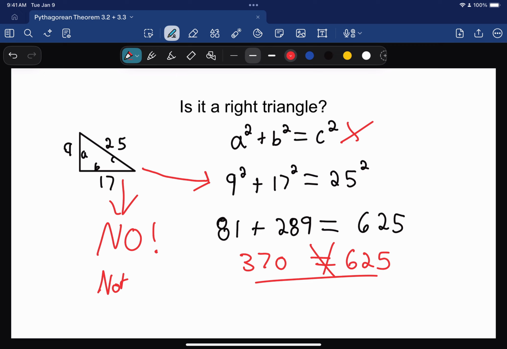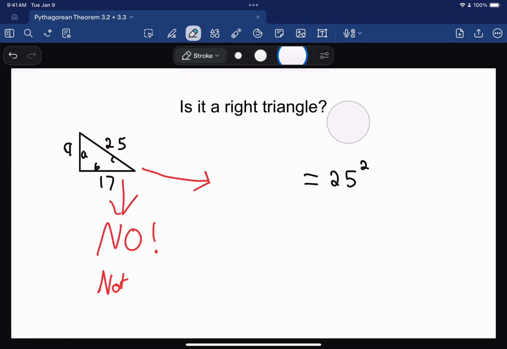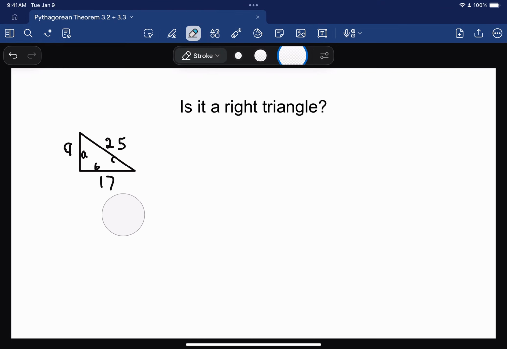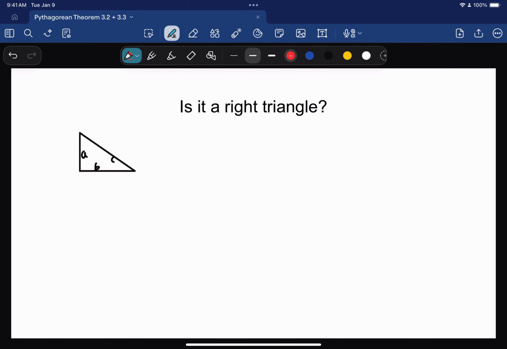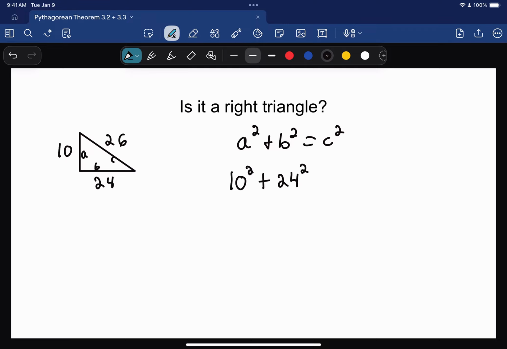Okay, are we following? So let's do one final example, and we will be good for our first Pythagorean theorem lesson. Let's try the example of 10, 24, and 26. Okay, so let's plug it into our formula. a squared plus b squared equals c squared. a squared is 10 squared plus b squared, which is 24 squared, equals c squared, 26 squared.